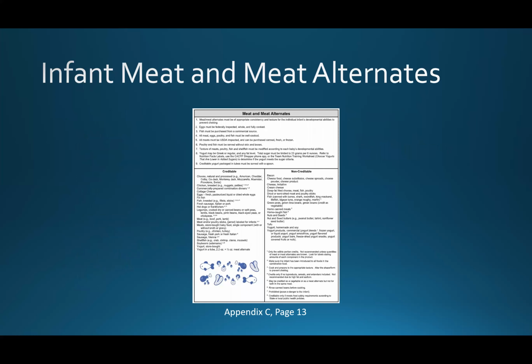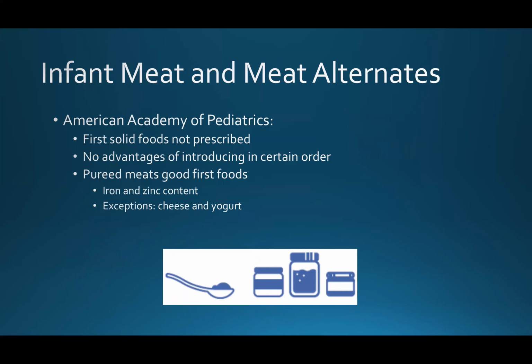Next, we will discuss infant meat and meat alternates. According to the American Academy of Pediatrics, it does not matter which solid foods are introduced first to most infants, and there are also no advantages of introducing food in a certain order. However, due to their iron and zinc content, pureed meats are considered good first foods for babies. With the exception of cheese and yogurt, meat alternates are a good source of iron.